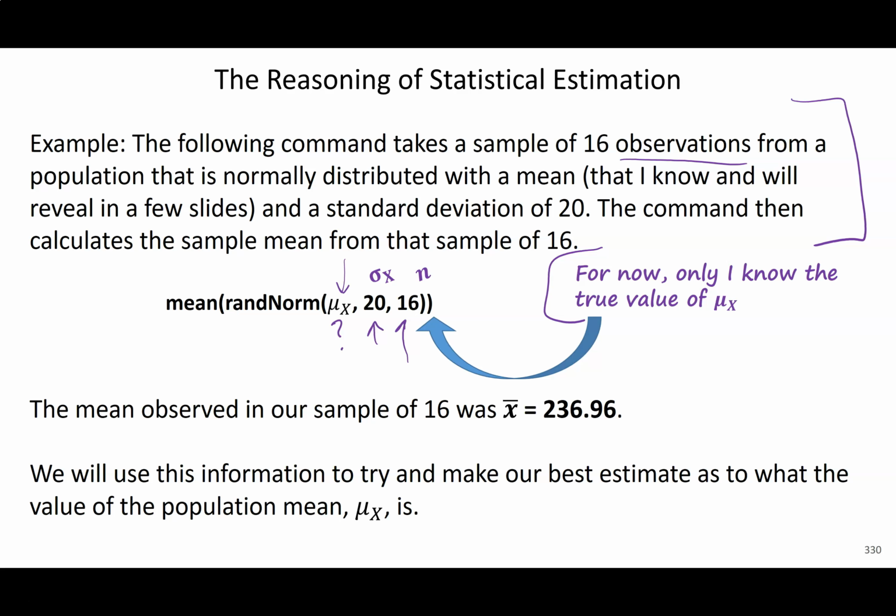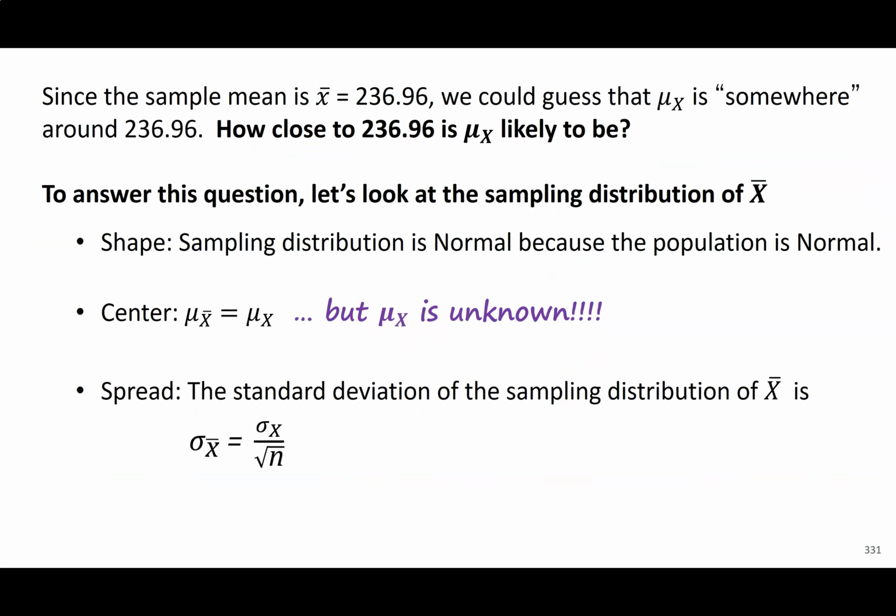Looking here, the mean observed in our sample of 16: when I took 16, our average was 236.96. So we're going to use this as a starting point to try and estimate what mu is. And then I'll reveal at the end, here's what mu is. Did we get it in our interval or not? So our sample mean is that 236.96, so our best guess is going to be somewhere near there. But we need to figure out how near, how close.